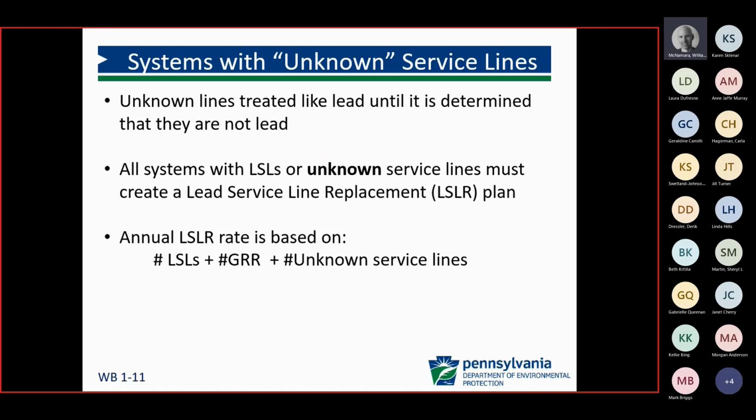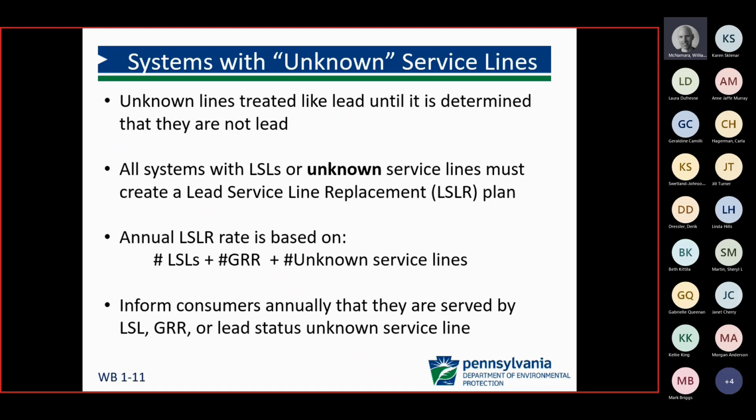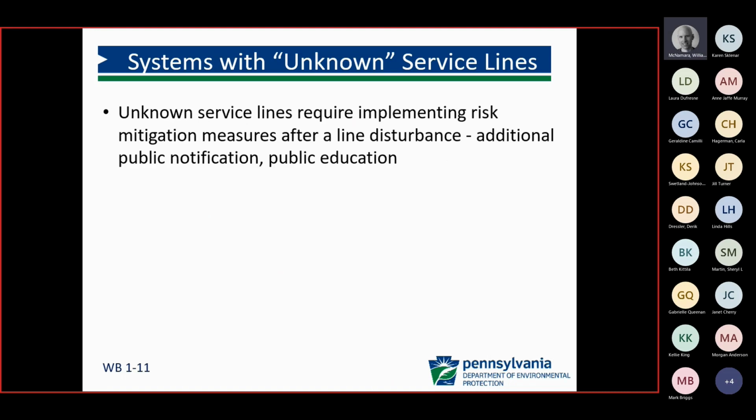But just so you know, if the system were to get into that replacement of lead service lines, that replacement rate is going to be based on a percentage of lines, based off of the number of lead service lines, the number of galvanized requiring replacement lines, plus all of the unknown lines. And then another thing that's brand new with the regulation is that systems are going to have to inform their customers annually that they are served by a lead service line, galvanized replacement, or unknown service line. So providing that notification to consumers on an annual basis of what type of service line they're being fed.